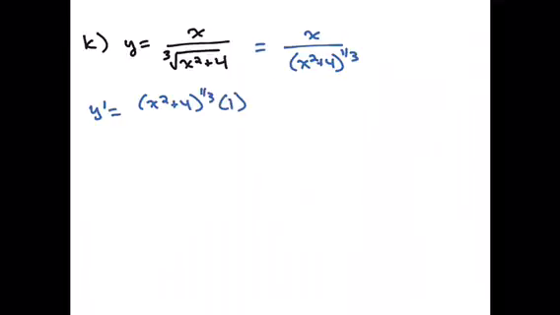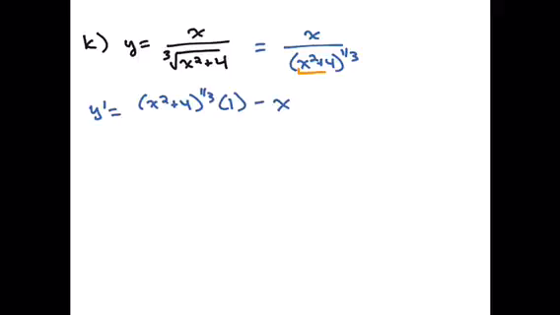Okay, on this problem, I actually have x over (x squared plus 4) to the 1/3 power. Now I could bring the denominator up and make it a product rule, but since I have an x in my numerator and I actually will have a d high, I'm going to go ahead and use the quotient rule on this. So when I do that, I get low, which is (x squared plus 4) to the 1/3. D high is 1 times low, and d low is a little bit more complicated.